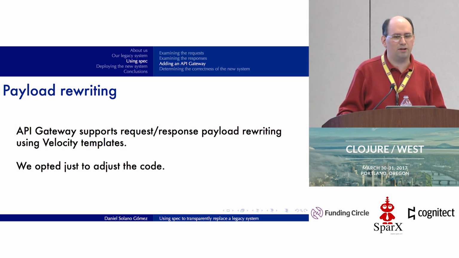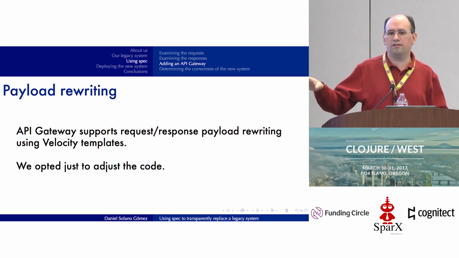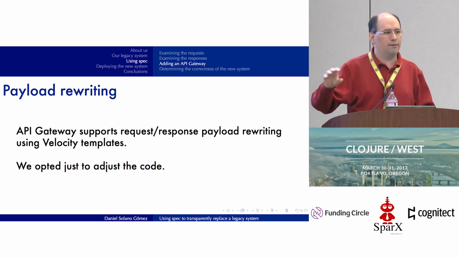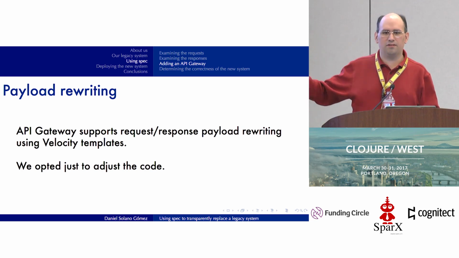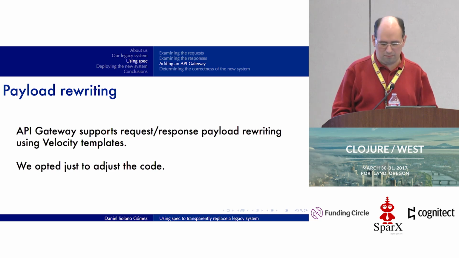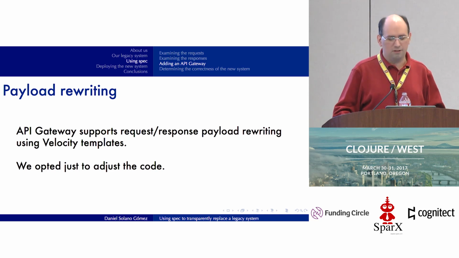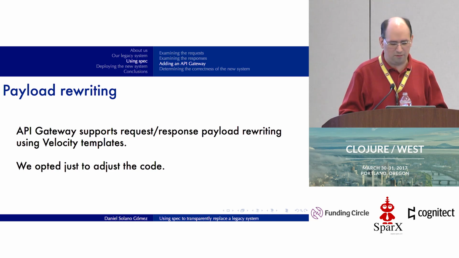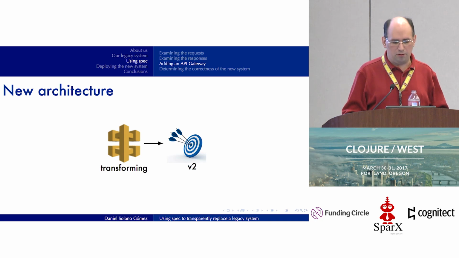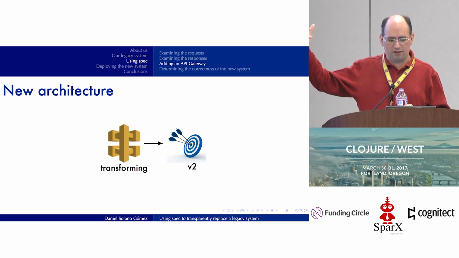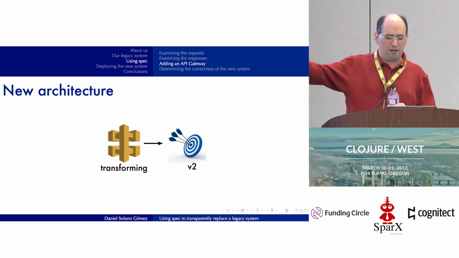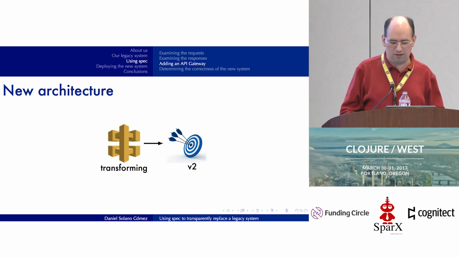The velocity templates that we'd have to write would be very verbose because the responses we're sending back are very large. And since this was an endpoint that was only going to be called for this one client, it was a lot easier to just change our new system to return responses that behave like the old system. But if you're in a situation where that wasn't an option, then API Gateway kind of helps you in that respect. So our new architecture is going to have our targeting engine, the new version, sitting behind the API Gateway that's doing the transformation.